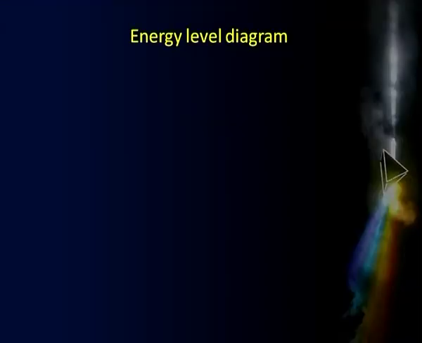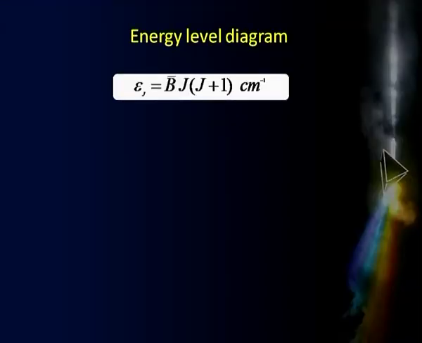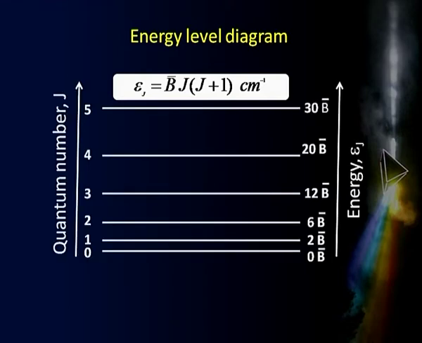So, having learnt about the energy expression for a rigid rotor, let us see what kind of energy level diagram we get from this expression. We have E j equal to B bar j into j plus 1, and if I put different values of j, let us see what kind of diagram we get. For j equal to 0, the energy comes out to be 0. If I keep on doing that, we get different energy levels at 0, 2, 6, 12, 20, 30 and so on and so forth in terms of B bar units, the rotational constant units.